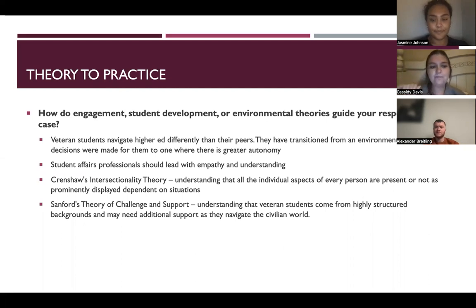And then the second theory we really leaned into was Sanford's theory of challenge and support. So understanding that veteran students come from highly structured backgrounds, like we mentioned, and that they may need additional support or challenge as they navigate the civilian world. Whether that be needing extra validation or resources provided, support from student affairs professionals, or someone also challenging them to be like, hey, you could do better. Here's areas to grow. We see potential in you. We want to call you out and hold you to a high standard because you're capable of it.